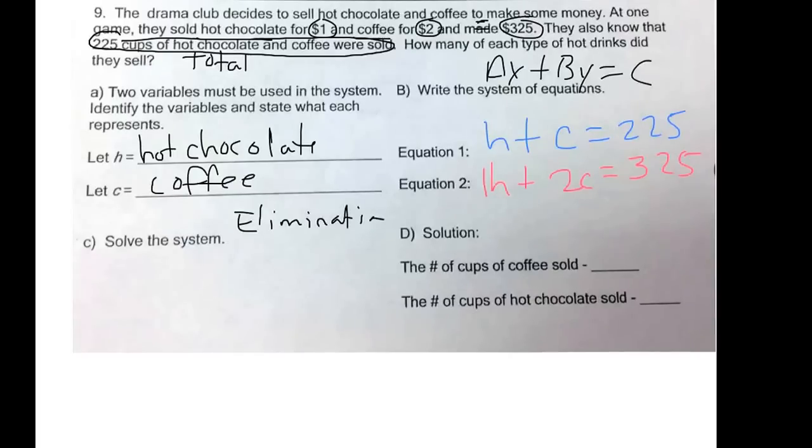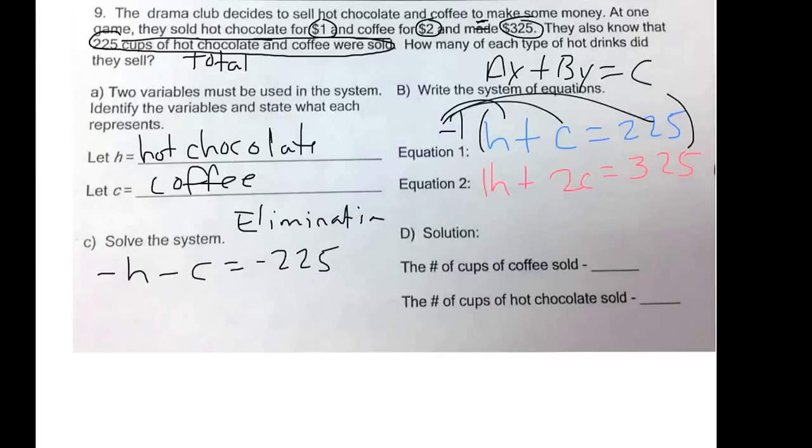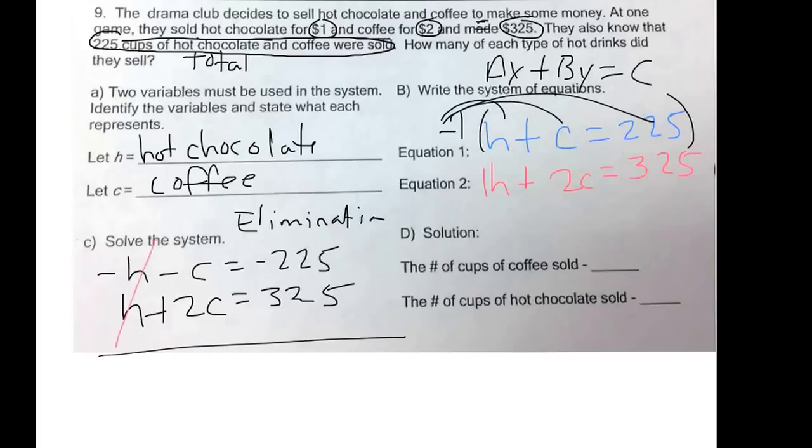I don't have any opposites here, but H and H being the same means all I have to do is multiply this top one by -1, and so I'm going to triple rainbow here. -1 times H is -H, -1 times C is -C, and -1 times 225 is -225. Put my other one underneath it. 1H plus 2C equals 325. Draw my line. Elimination happened. That's a 1. -1 plus 2 is just C. -225 plus 325 is 100, and there is half your answer.